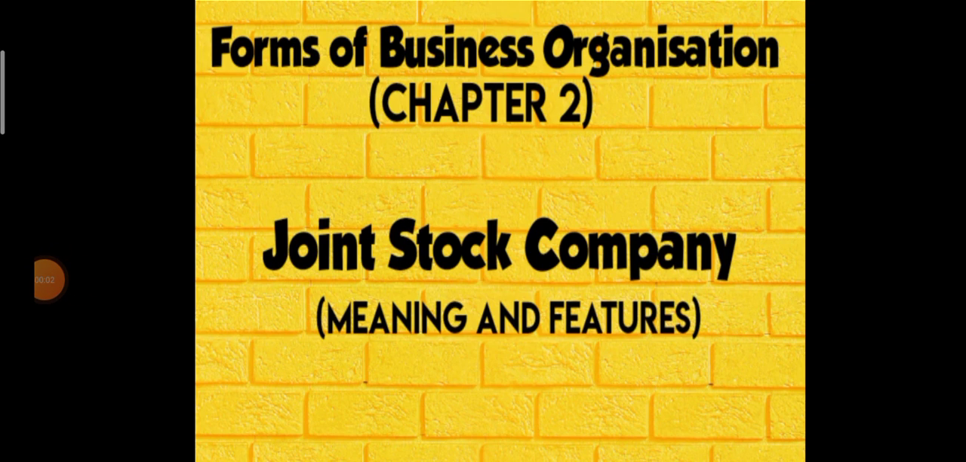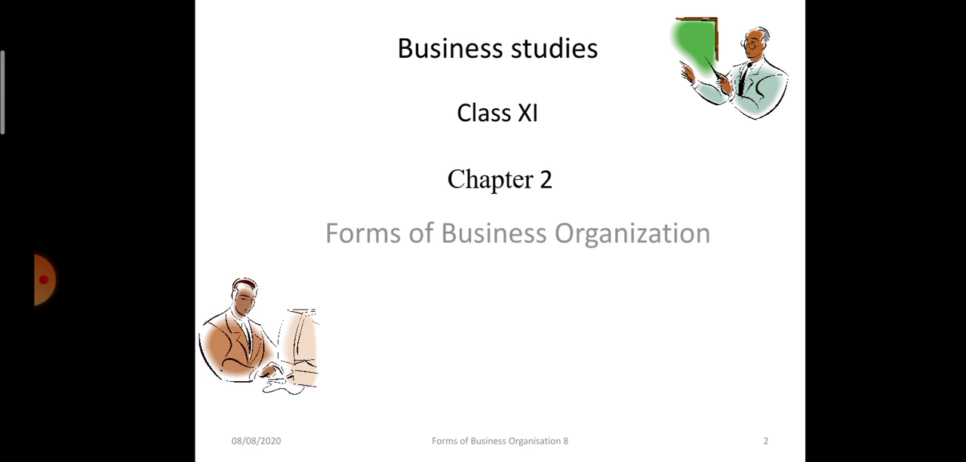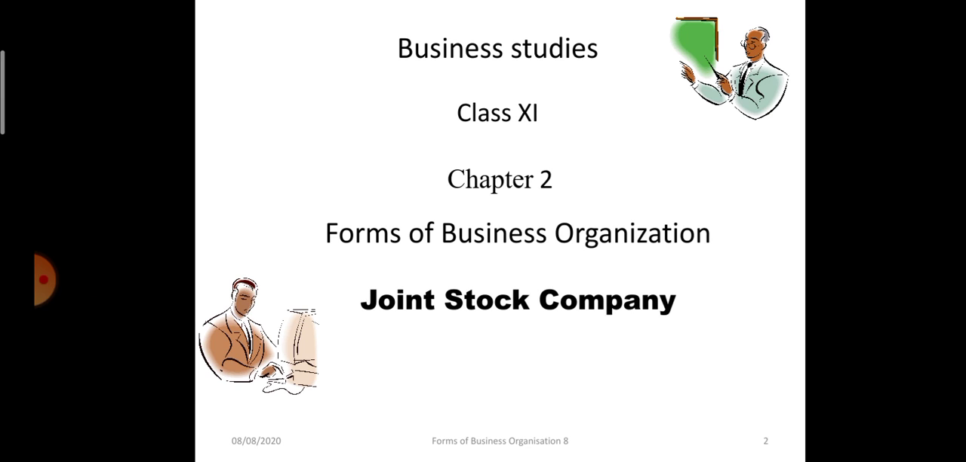Today we are going to take joint stock company. This is the last topic from chapter 2, forms of business organization. In the previous videos we had discussed sole proprietorship, joint Hindu family business, partnership, cooperative societies. And the last form of business organization is joint stock company, and it is the most important and the most popular form of business organization.